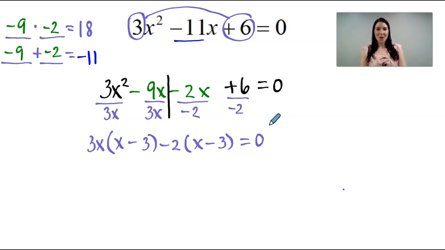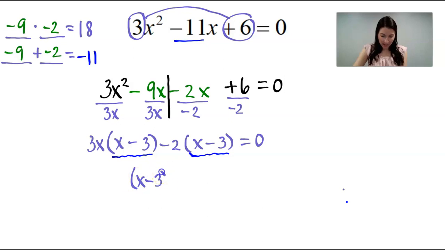And this is when I know if I've done the problem correctly. I know I've done it correctly if these factors right here are completely identical. That's what I want to see. So now my final factored form is x minus 3, and then putting together the numbers in front, 3x minus 2, and then set this equal to 0.